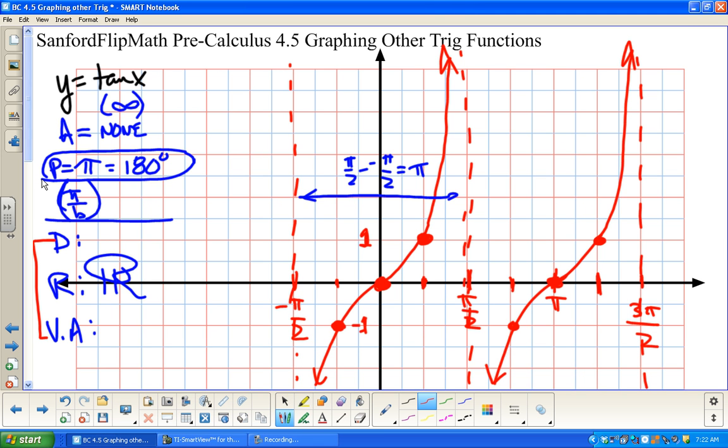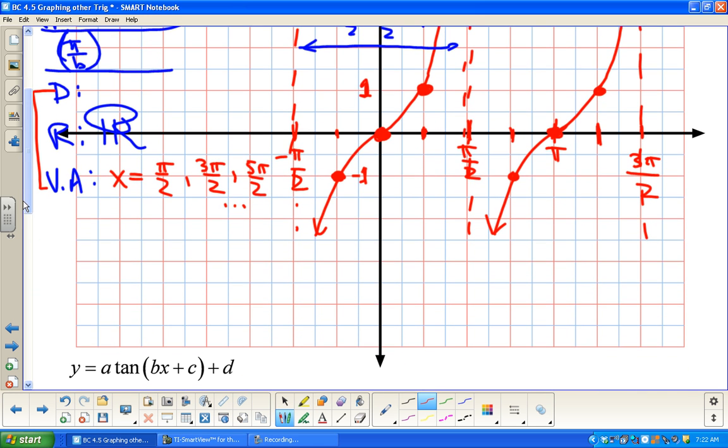So vertical asymptotes are x equals, well, the first one is at pi over 2. The second one is at 3 pi over 2. The next one would be at 5 pi over 2. The problem is that I can't list them all. They're an infinite number. They keep going. As with any periodic function, it keeps going forever. So we're not going to write it like that. We're going to write it like this.